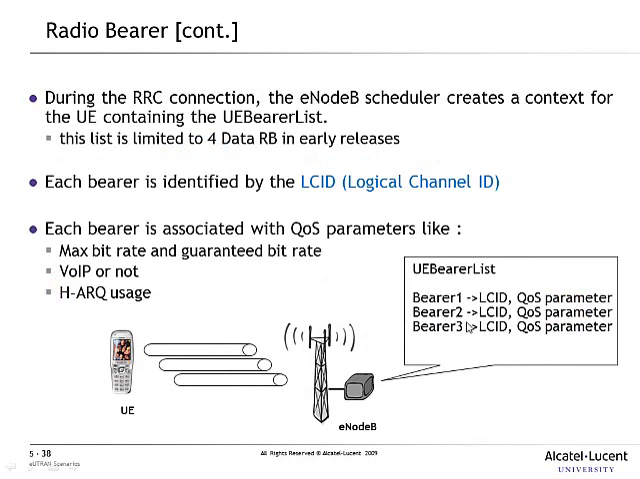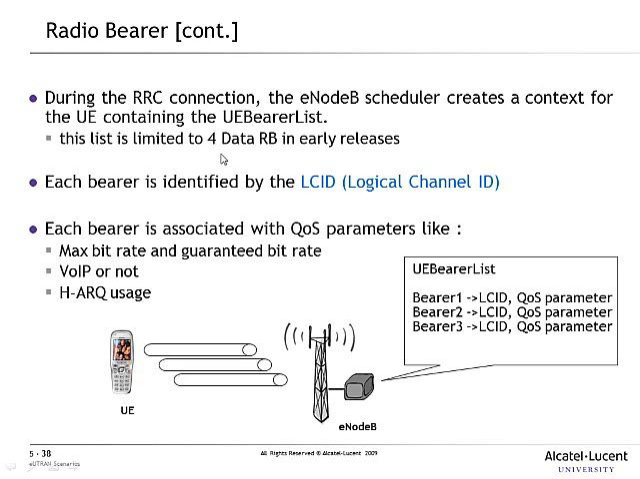Now, another term that we'll talk about a little bit is the word context. Okay, so when we have an RRC connection, the E node B creates a context for the UE. Okay, and this is very similar to a PDP context, very similar in concept, but not exactly the same.